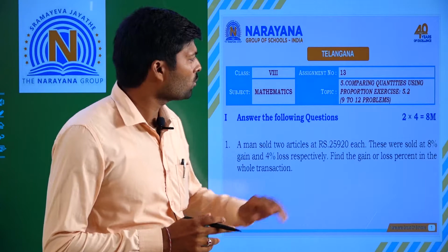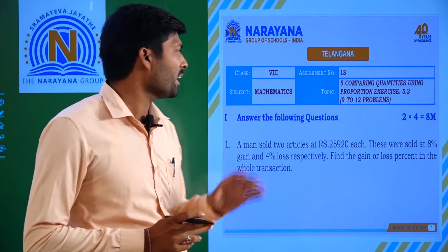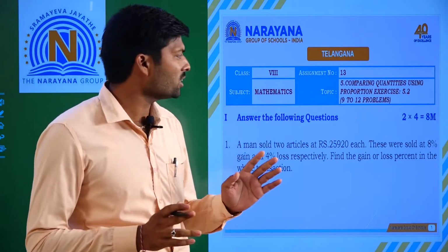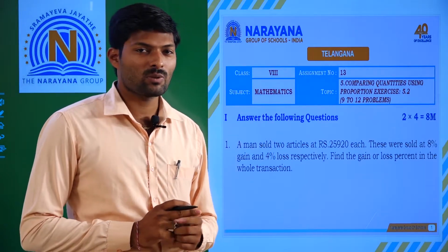Today I am going to explain about assignment number 13 from 8th class. The topic is comparing quantities using proportions, which is from exercise 5.2. So let us see the first question.